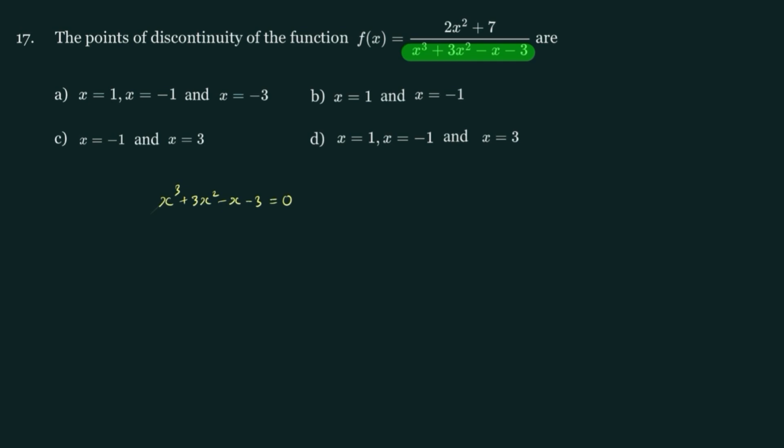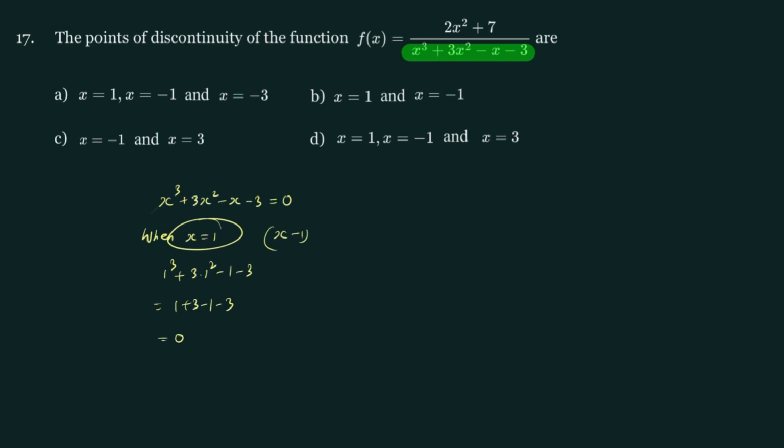Now in order to solve this cubic equation, let us put the value of x equals 1. So when x equals 1, then it will be 1 cube plus 3 into 1 square minus 1 minus 3. So it will be 1 plus 3 minus 1 minus 3 equals 0. That means when x equals 1, the equation is getting 0. That means, looking at this, we can say that x minus 1 is a factor of this equation. So now if we divide the cubic equation with this x minus 1, then we will get another factors.